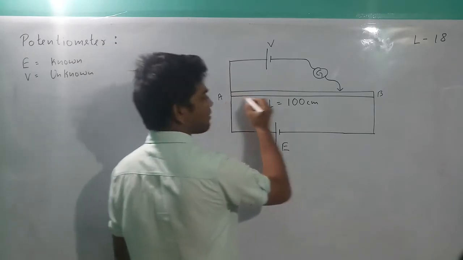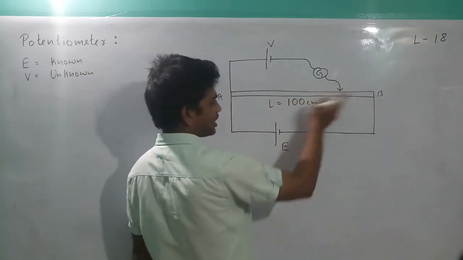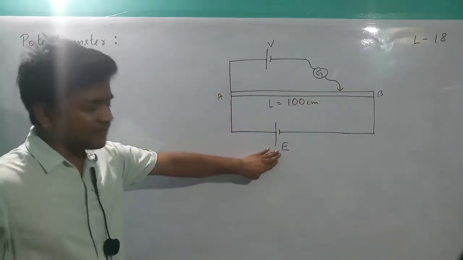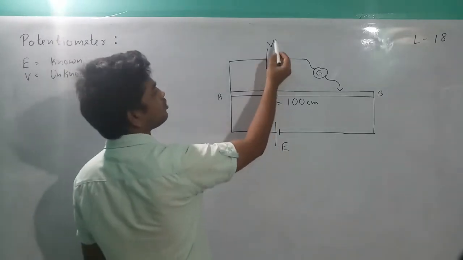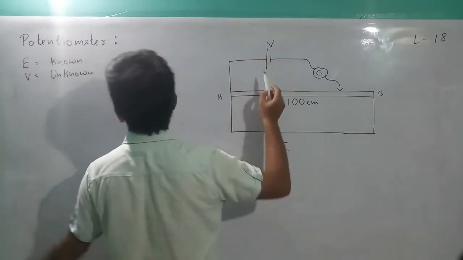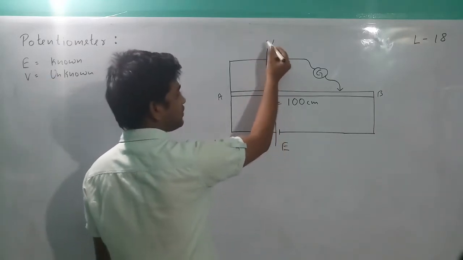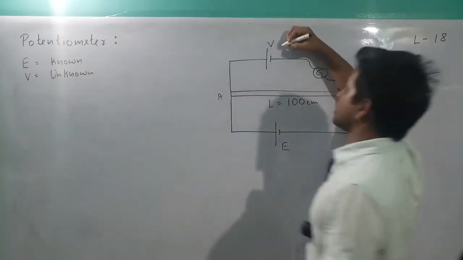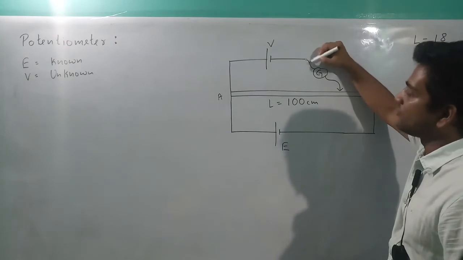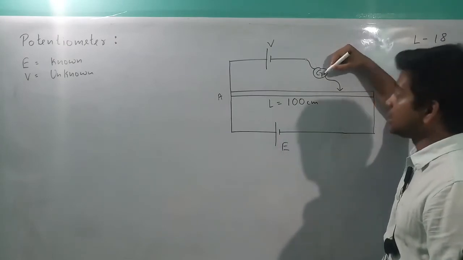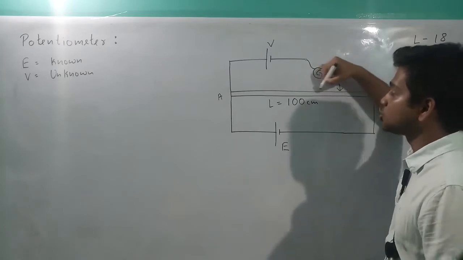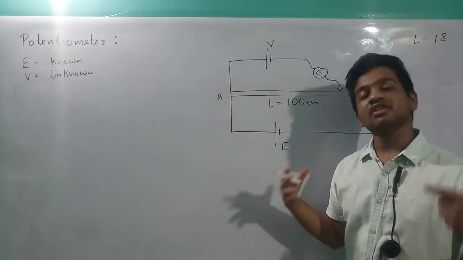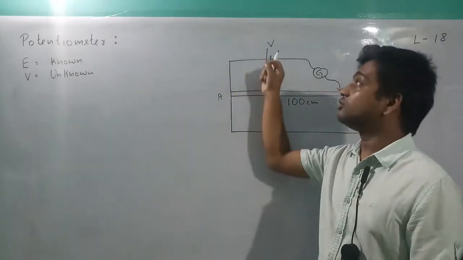So we have a metallic wire which we have taken 100 centimeter long here, which is connected across an EMF E. This value is known. Next thing is, we need to find this value. So we connect an unknown EMF B across A, and the negative end of the EMF is connected across a galvanometer, and the other end of the galvanometer is connected to a jockey, and we will slide the jockey over this whole metallic wire to find the null point, and using the value of the null point we will find the value of B here.